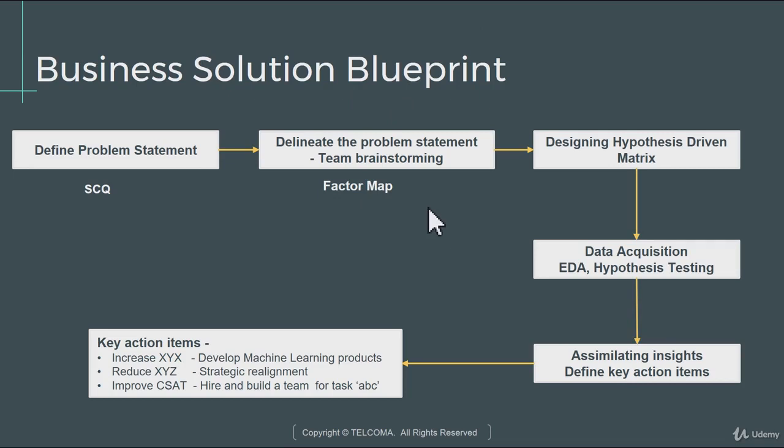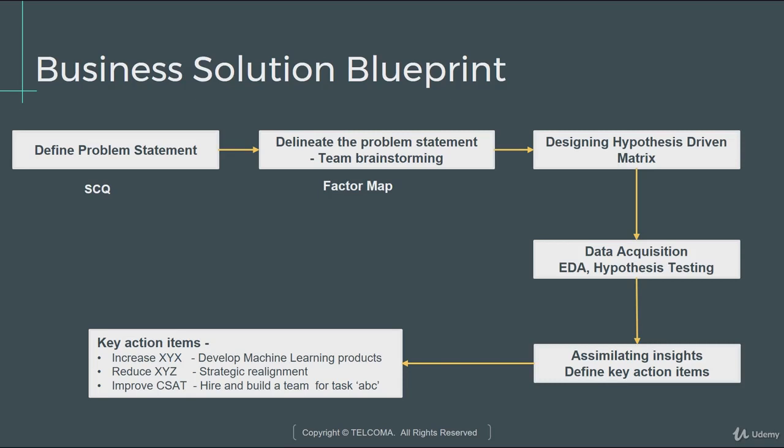Now, once you create the factor map, the next step would be to design the hypothesis-driven matrix. Each factor that you identify in the previous step will have an associated hypothesis. A hypothesis could be in a negative way or a positive way. For example, let's say one of the factors that you believe has been a problem is customer churn. Your hypothesis associated with this factor would be: increasing customer attrition has resulted in declining profits. That is the hypothesis.